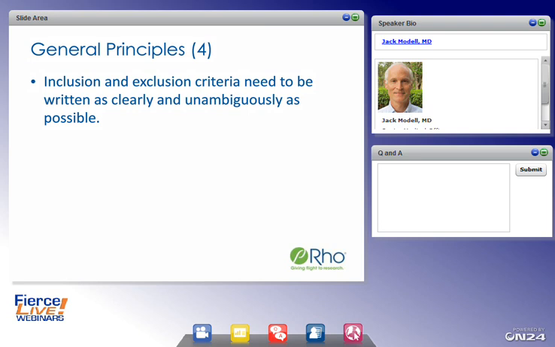So looking at general principles, these criteria need to be written as clearly and unambiguously as possible. That's obvious, but again, for those with a lot of experience, we've seen plenty of cases where it's not written that way. For example, I saw a recent protocol where an exclusion criterion said steroid use within the preceding 3 months. That caused a lot of problems. Did they mean corticosteroids? Actually, they did, but steroid usage could also include mineralocorticoids.